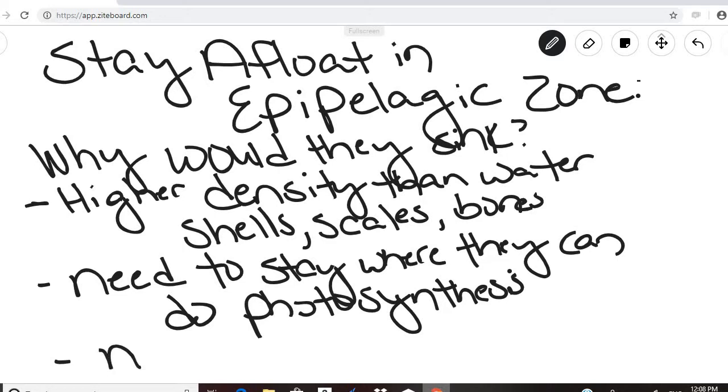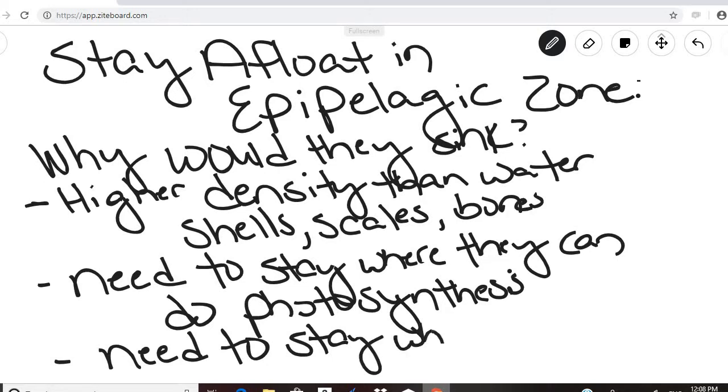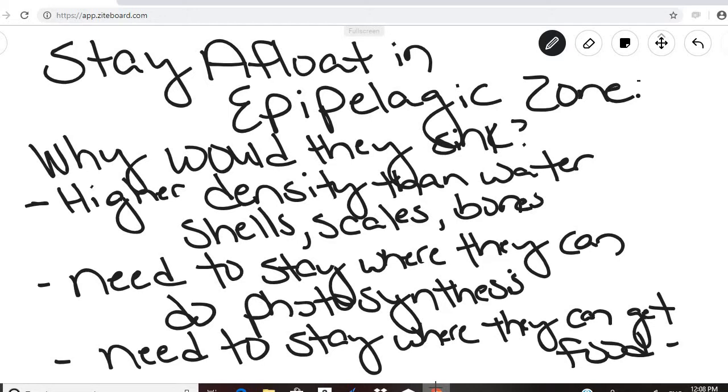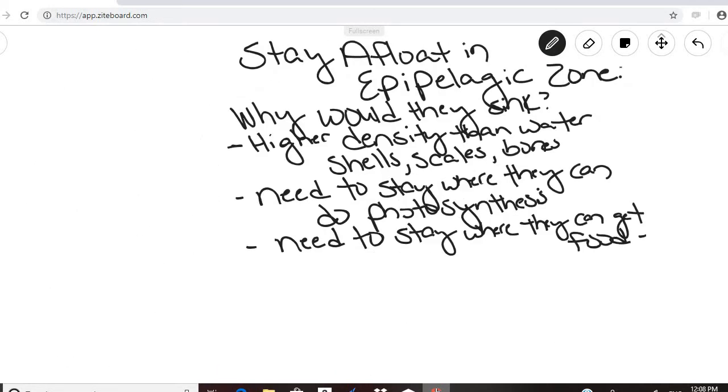And they need to stay where they can get food. So these are reasons that even though they might have a tendency to sink, they need to stay in the area of the epipelagic zone so that they can do photosynthesis or that they can stay where their food source is. So how do they do this?